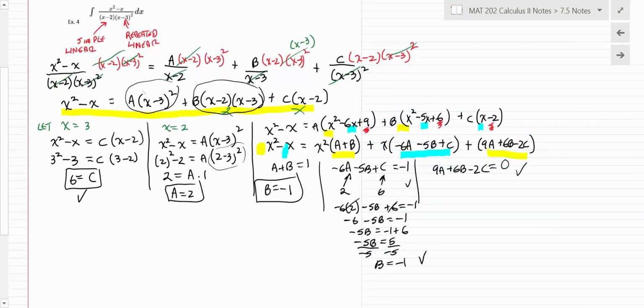Yes? So like, would C only equal 6 when x is 3? Or is that just a way to make it easier to find the answer? Like, will A only equal 2 if x equals 2? Yeah, well, you're solving a system of equations, so there's one unique solution to it. Okay. So you just find a solution for that part of it, and then make a system out of it and solve the whole thing?